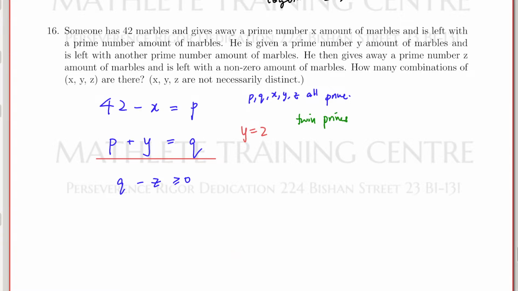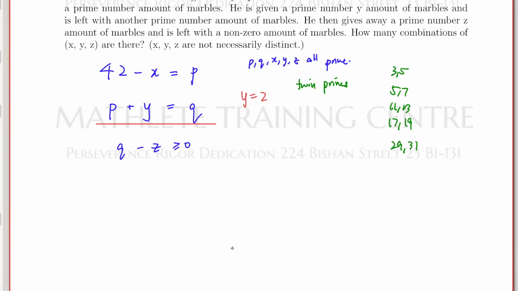So if we list out the twin primes from 1 all the way to 42, we can realize 3, 5 is a group of twin primes, 5, 7 is a group of twin primes, 9 is not, 11, 13, 17, 19, right? 21 is not prime, 23, 25 is not prime, 27, no, 29 and 31. Then 33 is not prime, 35 is not prime, 37 is, but 39 is not prime. So therefore, these are the groups of twin primes. So let's check how many of them work here.